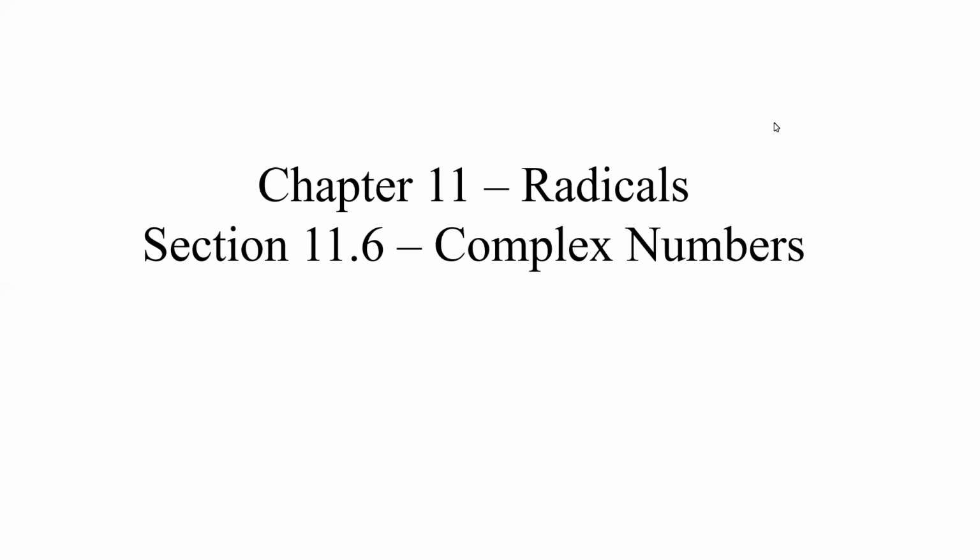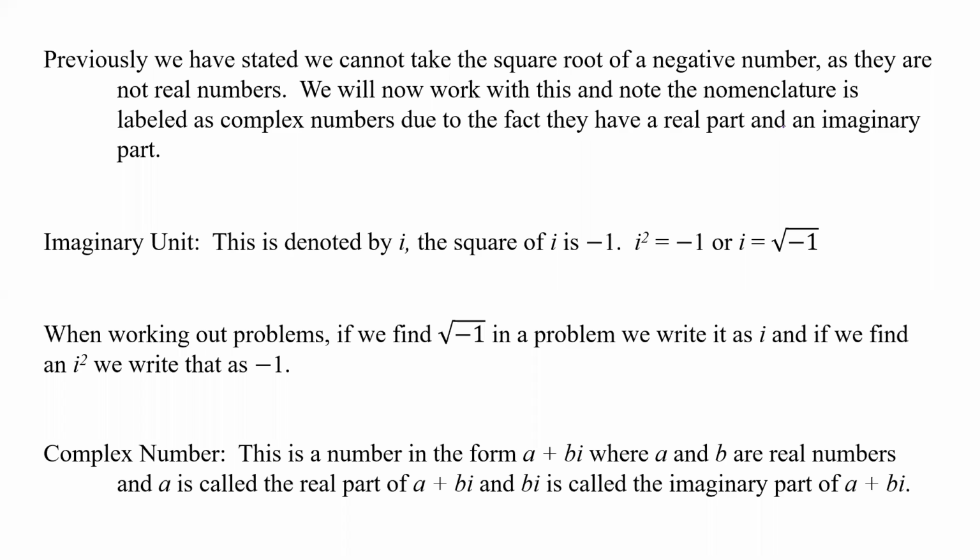All right, here we are in chapter 11 on radicals, and we're on the last section of the chapter, 11.6 on complex numbers. So previously we've stated we can't take the square root of a negative number because they're not real numbers. So guess what? Now we work with these, and they're basically the imaginary numbers. And so we're going to work with nomenclature looking at the complex numbers, which has a real part, and the imaginary part, which is coming from that negative under the square root.